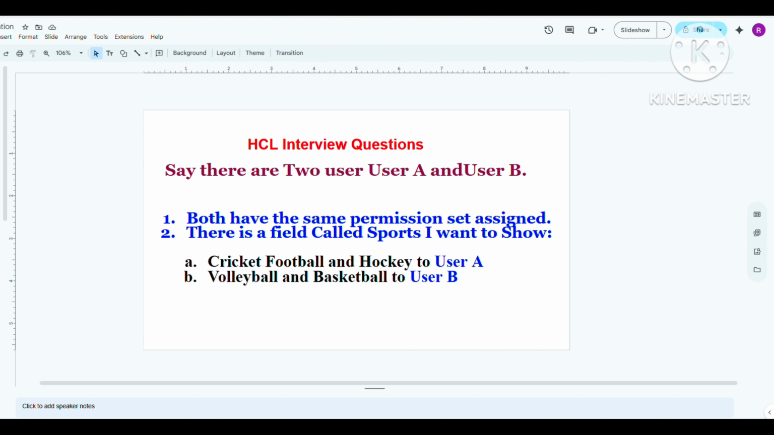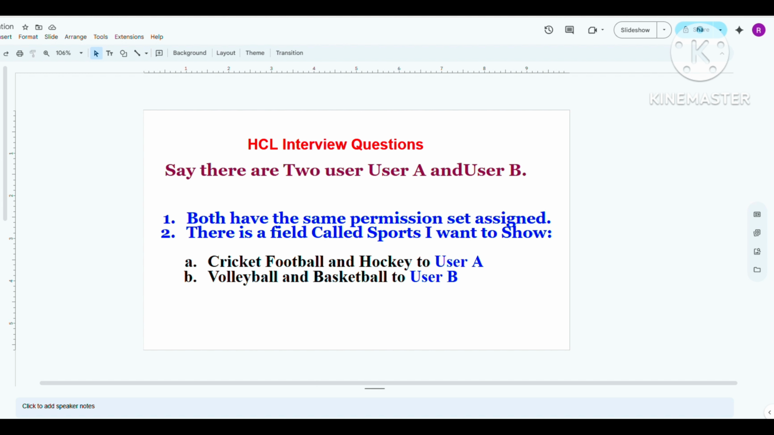The next question was a scenario-based question. Say there are two users, user A and user B. Both have the same permission sets assigned. And there is a field called sports, and we want to show cricket, football, and hockey to user A, and to user B, we want to show volleyball and basketball. The question here was, how would I approach this solution and what are the considerations?